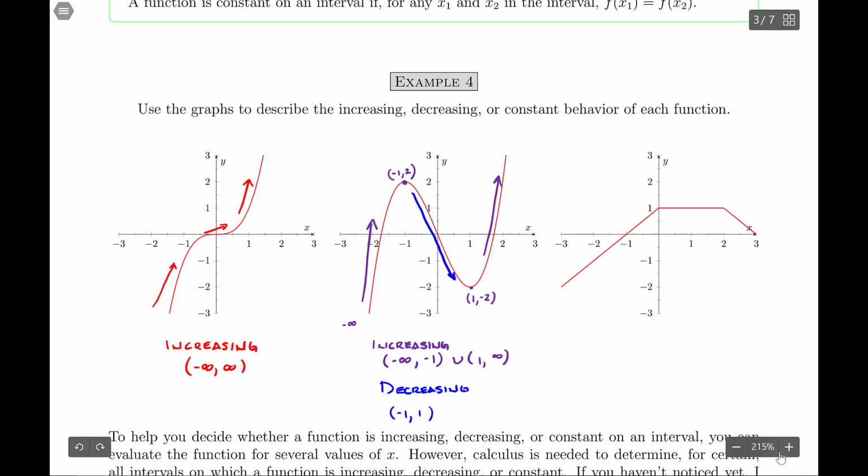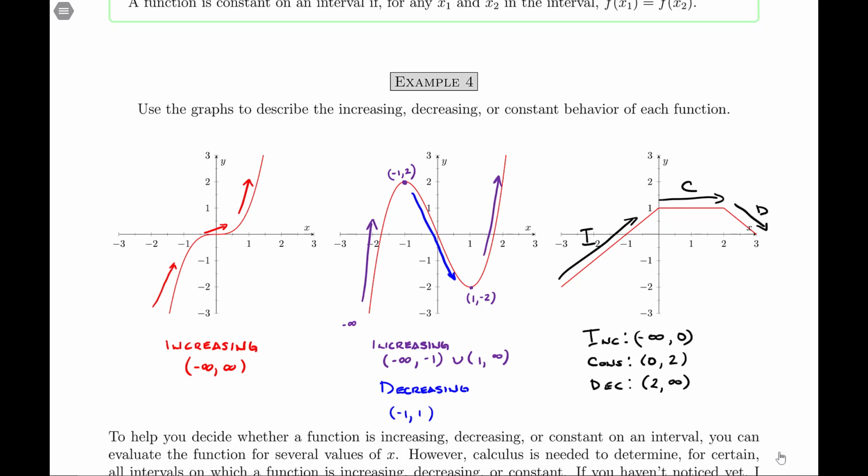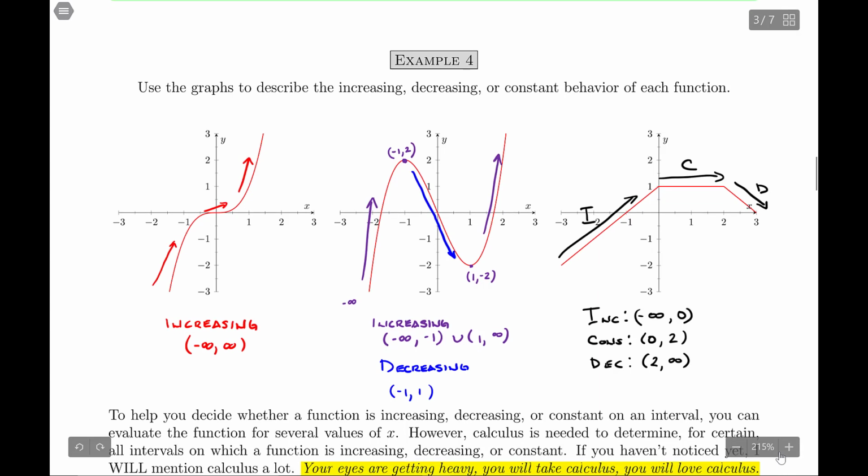Our third graph has all three properties. It's increasing on this interval, it's constant on this interval, and it's decreasing on this interval. So it's increasing from negative infinity to 0. It's constant from 0 to 2, and then it's decreasing from 2 to infinity, because that graph is going to keep on extending on out as it goes. So that's how you determine the increasing, decreasing, or constant intervals of a given graph.